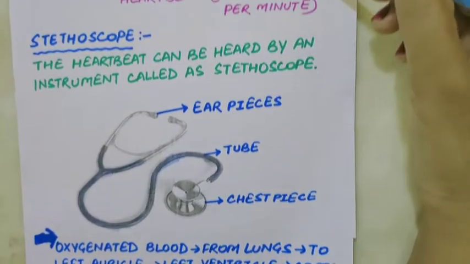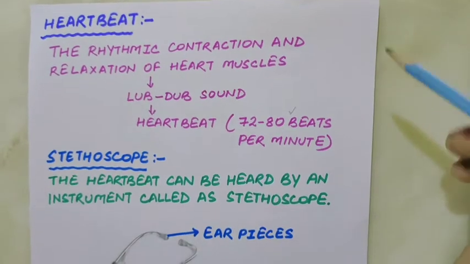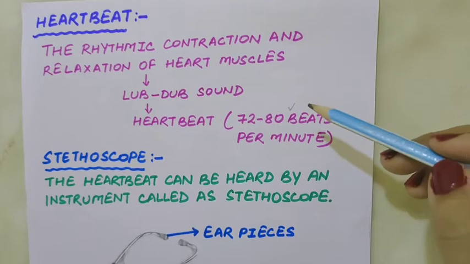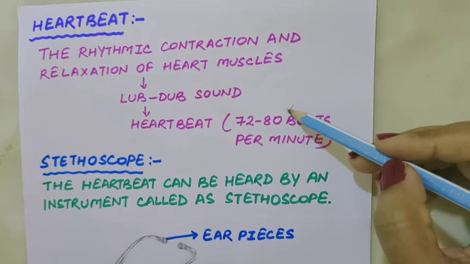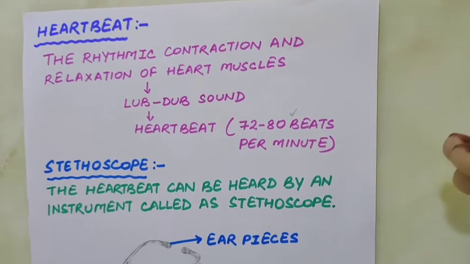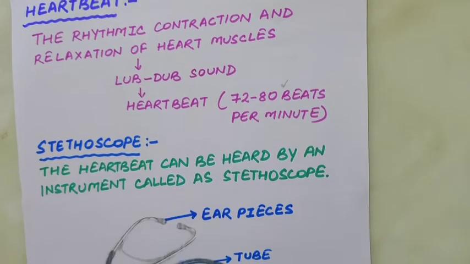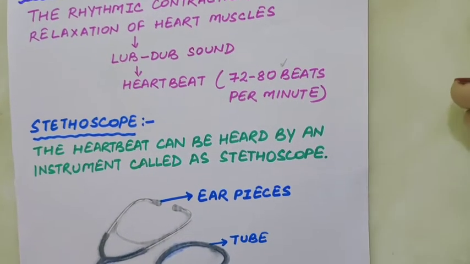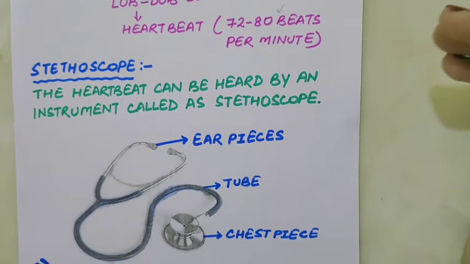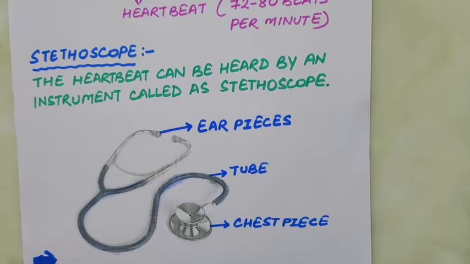The rhythmic contraction and relaxation of heart muscles that produce a specific sound of lub-dub is called heartbeat. The average heartbeat of an adult person is 72 to 80 beats per minute at resting, but the number increases during and after a physical exercise or when a person is excited. During fast beating of heart, the blood is pumped more rapidly to the organs to supply more oxygen to the body cell. It helps in rapid respiration and to produce more energy.